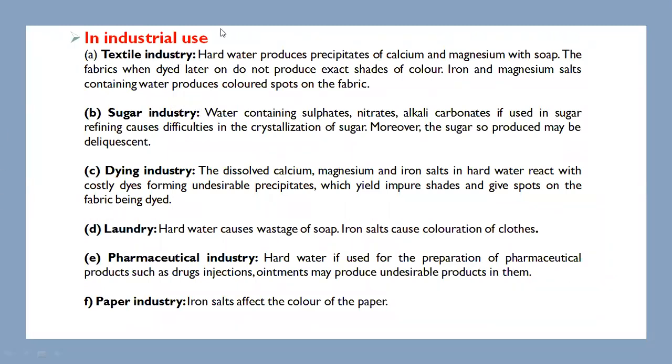In industrial use, textile industry, hard water produces precipitates of calcium and magnesium with soap. The fabrics, when dyed later on, do not produce exact shades of color. Iron and magnesium salts containing water produces colored spots on the fabric. So it spoils the fabric.